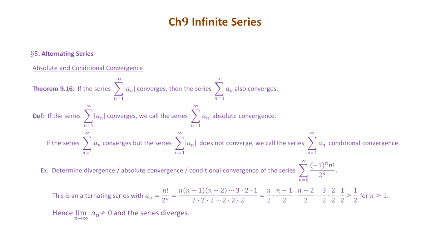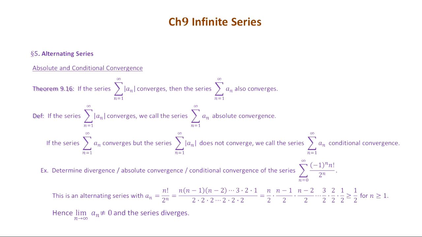So then you can split this quotient into n fractions multiplying each other. You can group n with 2, you get n over 2, and n minus 1 over 2, n minus 2 over 2, and so on. And then you get 3 over 2, 2 over 2, 1 over 2.